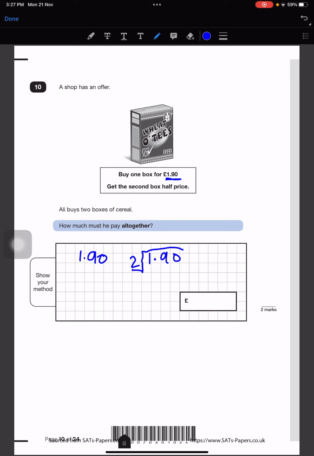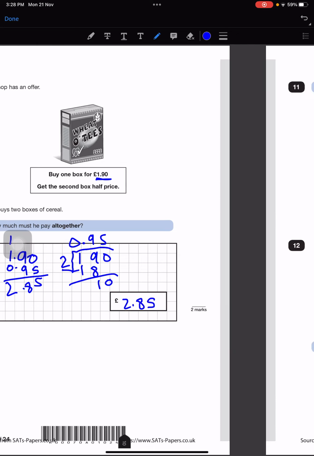Okay, so the point will go above, and this comes 90. We're going to use 18. 9 twos are 18, so we're going to put a 9 here, subtract, 10, and then 5. So 0.95 is the half price. And now what we need to do is add them together with this one. So we can write 0.95 here, and we'll add it. So 5, and this will be 18, and this will be 2. So this is 2.85, our answer.